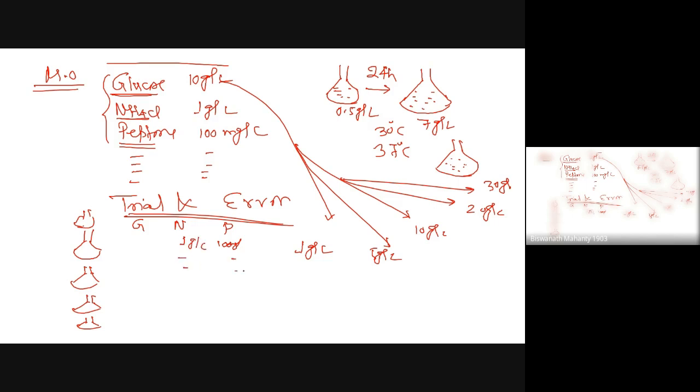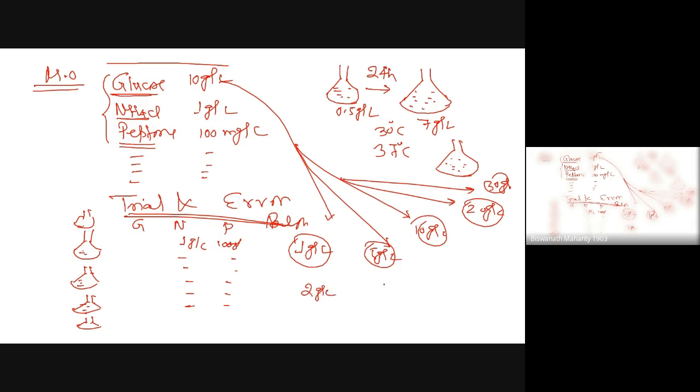And glucose I'm changing, as I told you: 1, 5, 10, 20, 30. That means I have 5 flasks of different glucose concentration. Then I will grow it for 24 hours, maybe at 30 degrees, and then I will measure how much biomass. Maybe in the 1 gram per liter flask, for example, I'm getting biomass of 2 gram per liter.